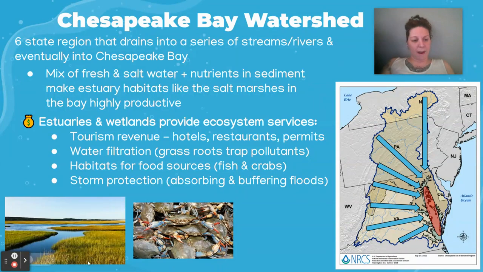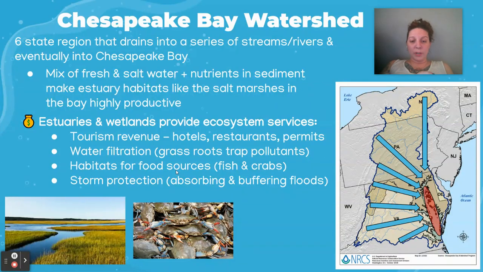So, the grass, those roots are going to trap pollutants before they can enter the water itself. These ecosystems are really good habitats for food sources like fish and crabs, shown in that picture there. And so, not only are we getting the food, but we have to think about the money that the fishermen are getting from catching the food, the money that the restaurants are making from selling the food. So, quite a big money maker there.